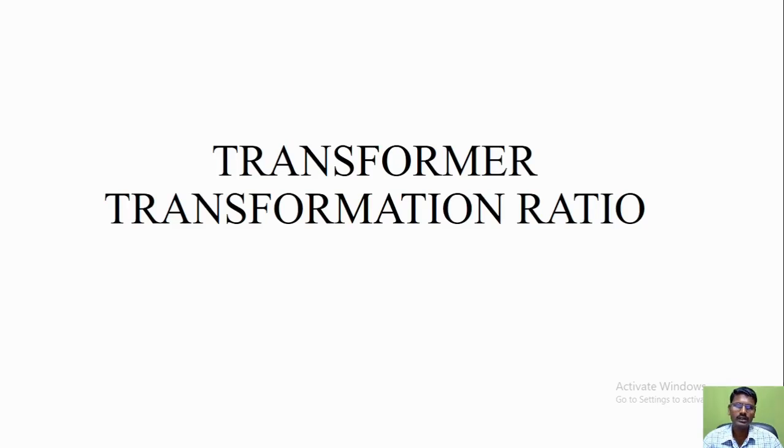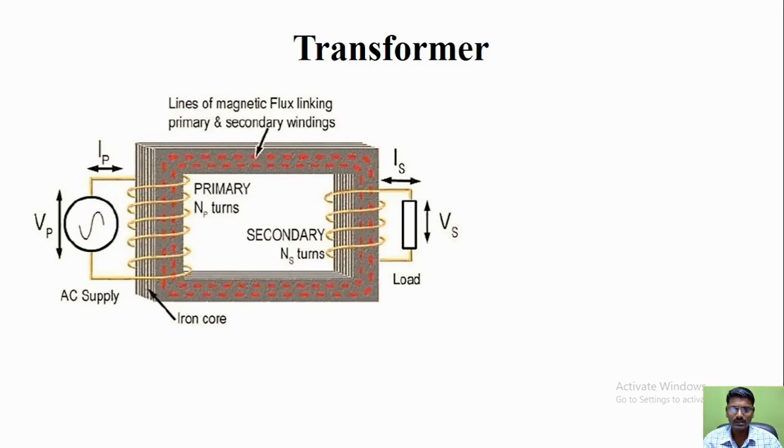Hi everyone. In this video, we are going to discuss the transformer basic parameters with the help of transformation ratio. So let me start with the basic construction diagram of a transformer. This is a single phase transformer with the primary number of turns higher than the secondary number of turns, which shows the transformer is a step down transformer.